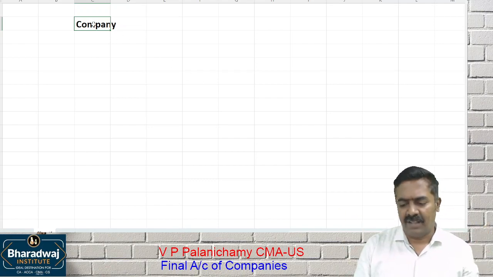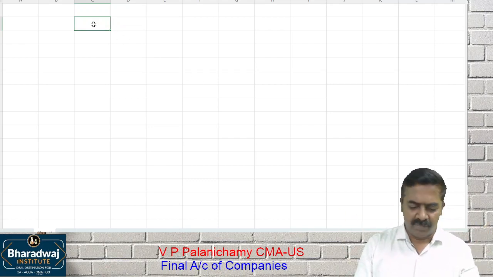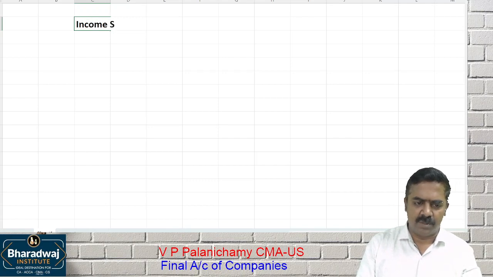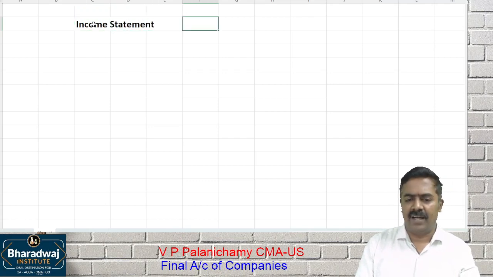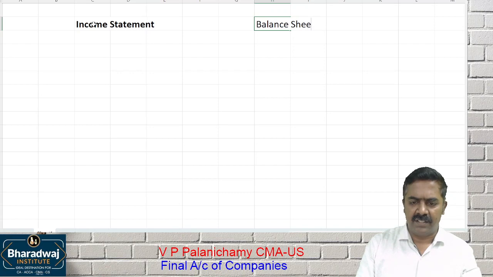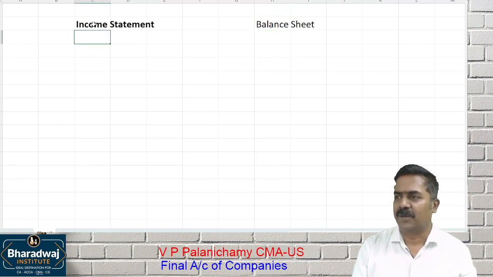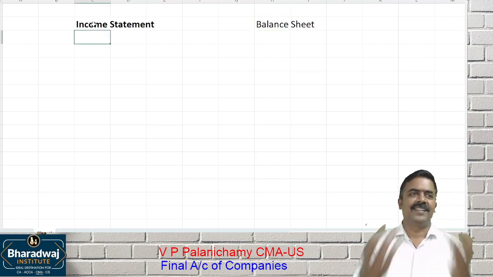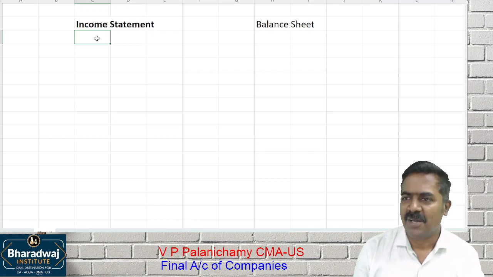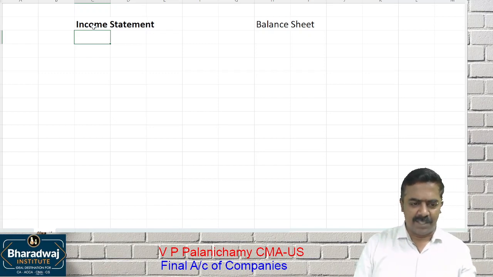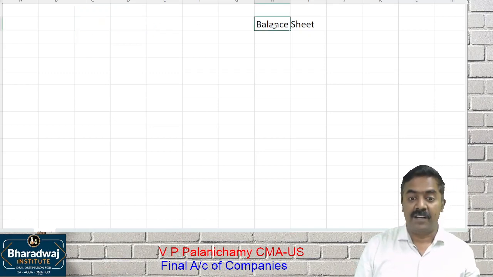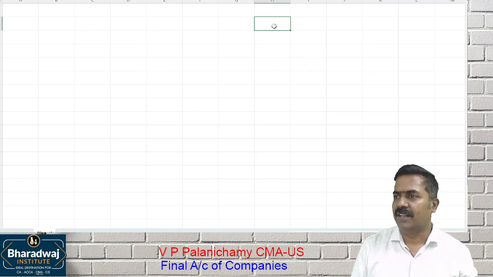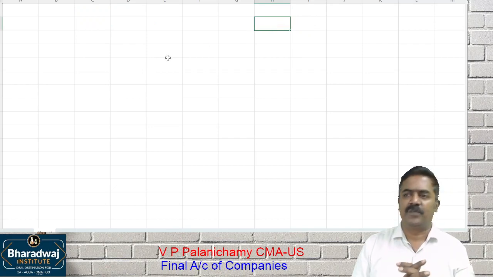So for a company, the trading P&L account, we call it as income statement. We call it as which one? Income statement and which one? Balance sheet. Is it a private document or a public document? Public document. Anything that is accessible to public, we call it as which one? Public document. When there is a public document, it must be written in a uniform way. What do you mean by uniform way?